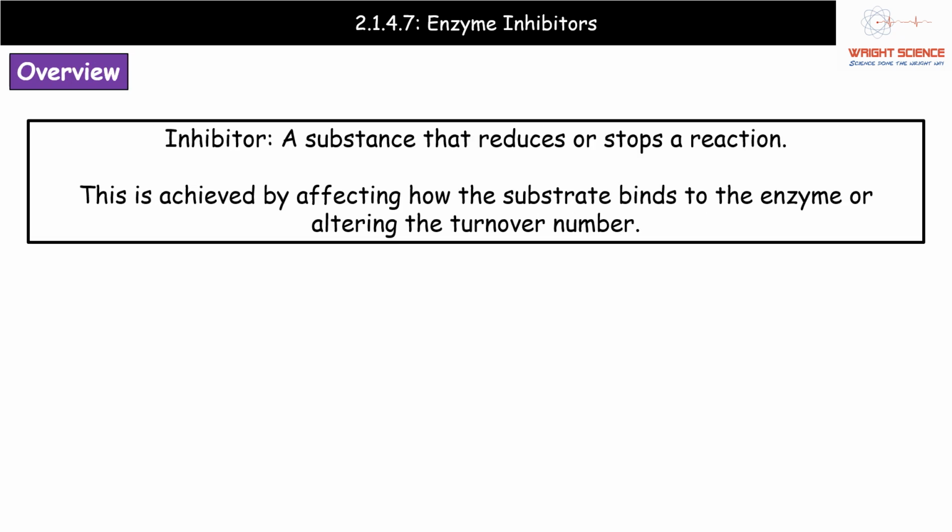The first thing that we need to know is what we mean by this word inhibitor. An inhibitor is just a substance that either reduces or stops a reaction. It does this by affecting how the substrate binds to the enzyme, or it can alter the turnover number of the enzyme.